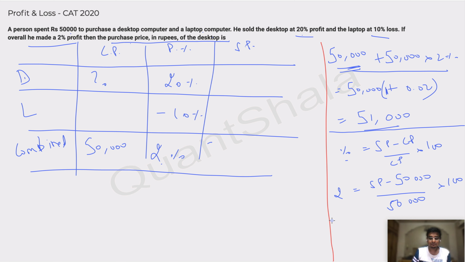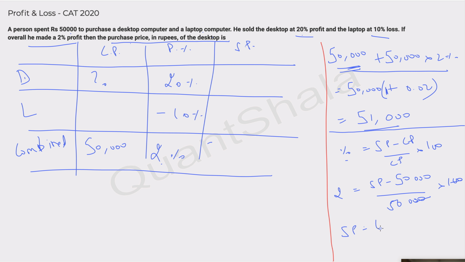Okay. Now I'm solving this simple equation. So you'll get simply this 50, or actually you can cancel these two zeros. This becomes 500. So your SP becomes 1000 plus 50,000, which again comes out to be 51,000. Okay. So basically you can calculate the selling price by both the methods. This one is a little shorter, but yeah, whatever works for you. So this combined selling price we have calculated as 51,000.